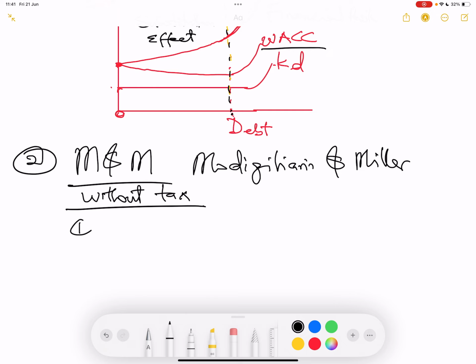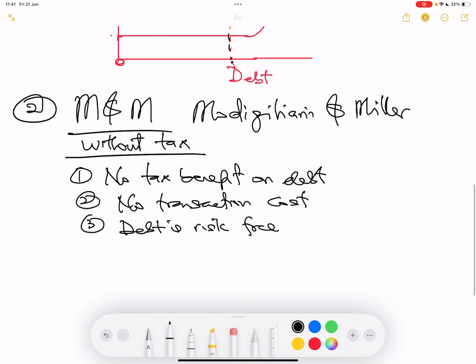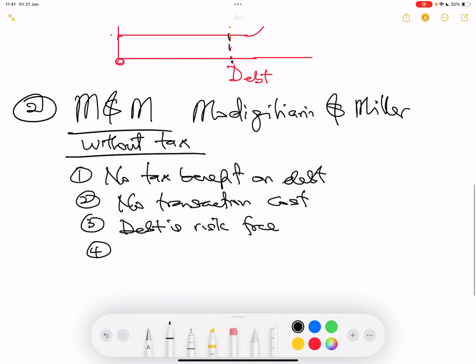The first assumption is that there's no tax benefit on debt, which is very wrong, but that's the assumption. They realized it's wrong, and that's why they brought the third assumption, the third theory. But listen, because you need to know and understand this. They also assume that there's no transaction cost. They assume that debt is risk-free. That is also not true, but that is their own assumption in those years when they came up with it.